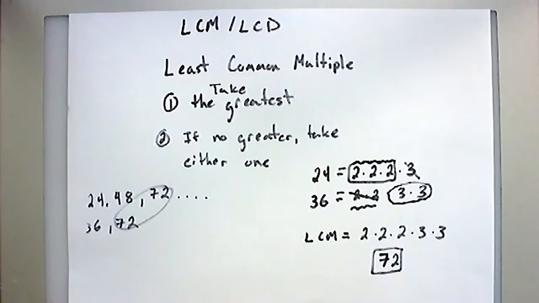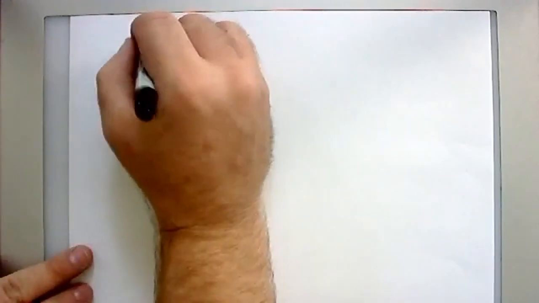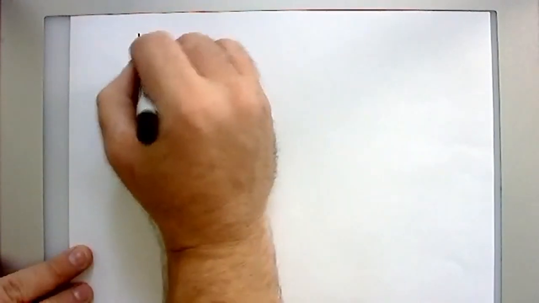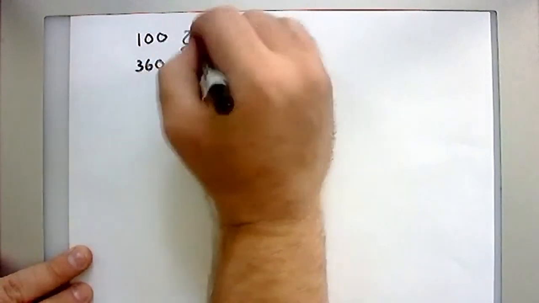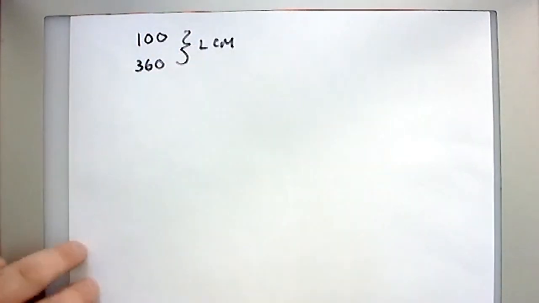Let's go back and do those two examples we did with the GCF one more time. Let's do them with the LCM. The second example we did was 100 and 360. And I want, again, the LCM of 100 and 360. Remember, LCM means the greatest. First thing to do here is the prime factorization.